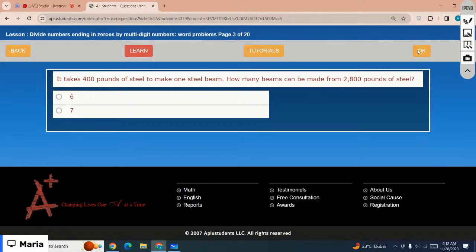It takes 400 pounds of steel to make one steel beam. How many beams can be made from 2,800 pounds of steel? So which is the correct option? Yes, the correct option is 7. 7 is the correct option.